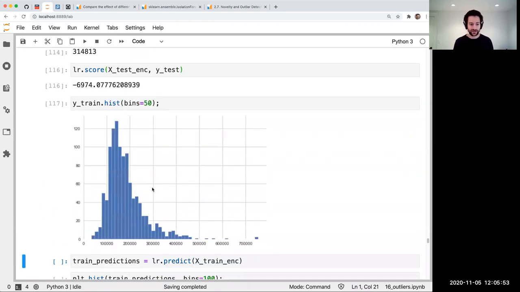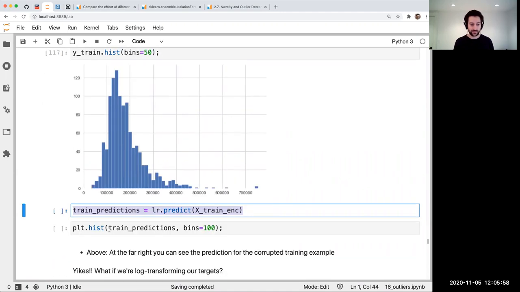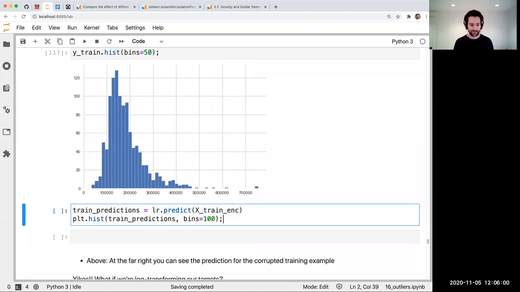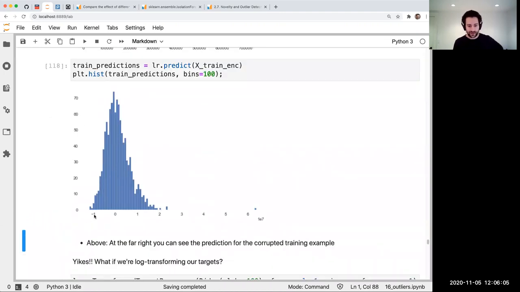So here's the real house prices, the Y train histogram, and here's the predictions. It's just garbage. This is 10 to the 7 here. So it's going from negative $10 million to positive $60 million in the predictions. It's all just trying to accommodate that one corrupted example. And we go into much, much more detail on that in 340.